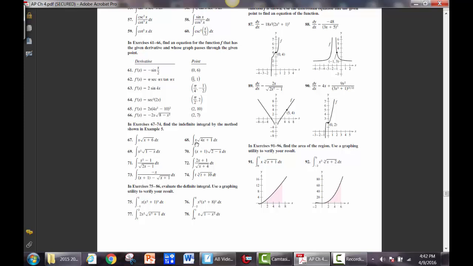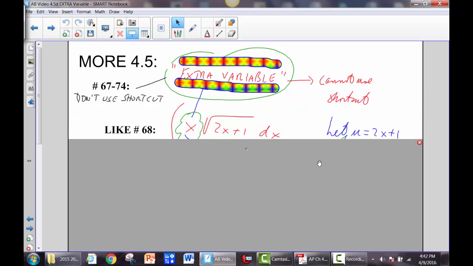Same thing here, the derivative is 4, you've got an extra; derivative is negative 1, you've got an extra; derivative is 1, you've got an extra; derivative is 1, you have an extra. So here's how we deal with that.